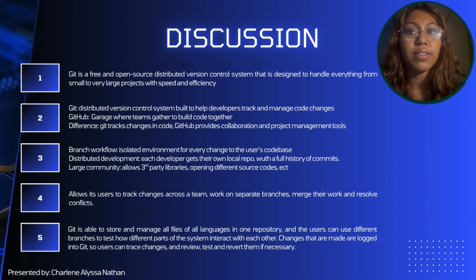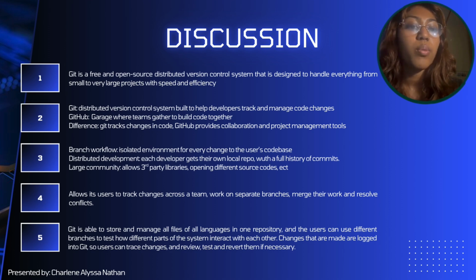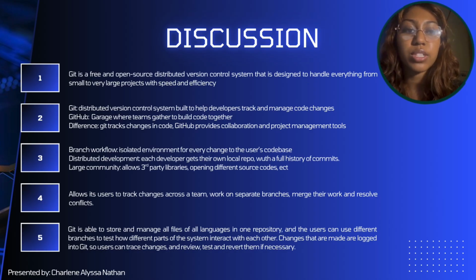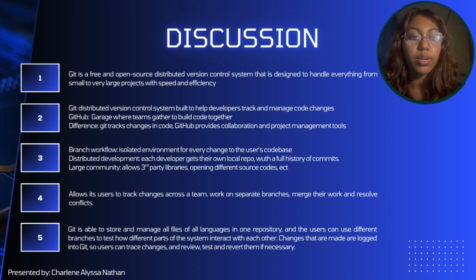Lastly, question number 5. How does Git version control help us manage project source code, especially in mixed language environments with both low-level and high-level programming languages? Well, Git is able to store and manage all files of all languages in one repository, and the users can use different branches to test how different parts of the system interact with each other. So the changes that are made are logged into Git so users can trace changes and review, test, and revert them if necessary.